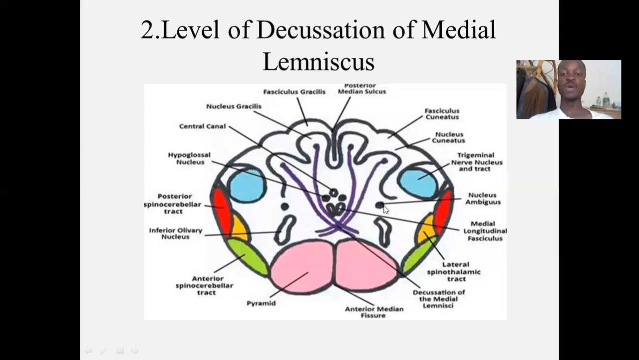The nucleus ambiguus is going to give fibers to cranial nerves 9, 10, and 11. So it's actually going to supply structures innervated by the pharyngeal plexus, to include the palate, the pharynx, and so forth. Then this is still your spinocerebellar tract, and this is the spinothalamic tract, your lateral spinothalamic tract, right?